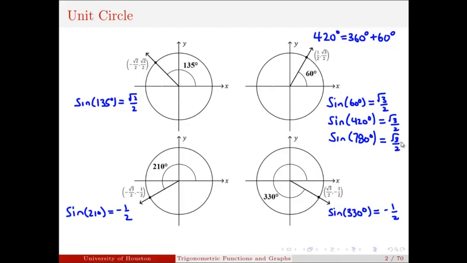On the other hand, negative angles are associated with clockwise rotation. For example, negative 30 degrees corresponds to the same point as 330 degrees. So sine of negative 30 degrees equals minus 1/2. Subtracting another 360 degrees from negative 30 degrees, we get to minus 390 degrees, which also has a sine value of minus 1/2.